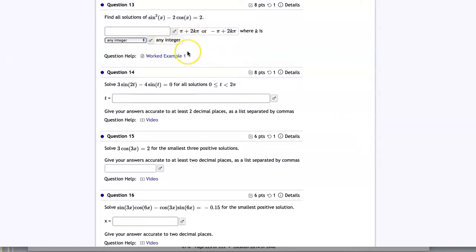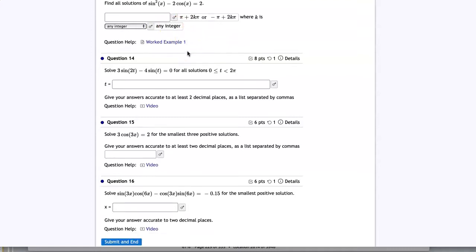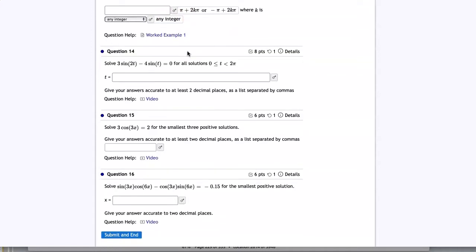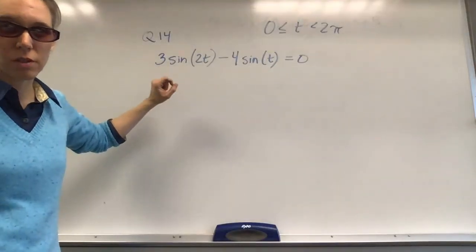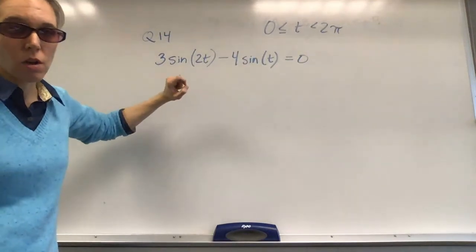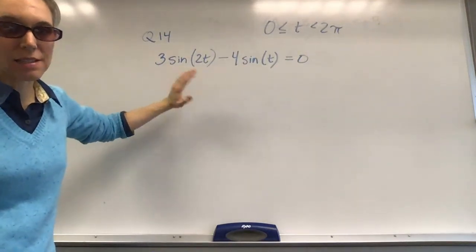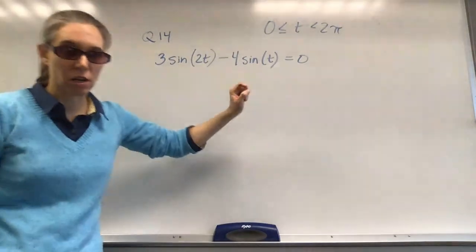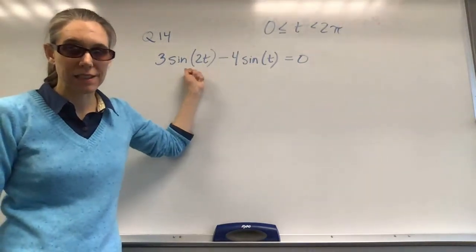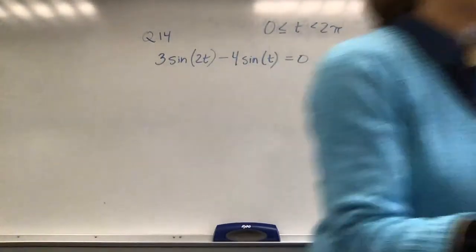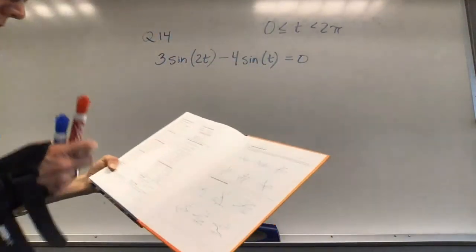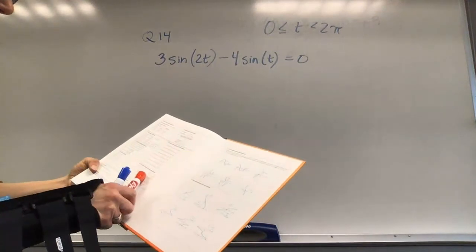Okay, so now let's go to question number 14, which also requires for us to show our work. And I will put that one up on the board. So for question 14, while we do have the same trig function sine for both terms, what we don't have is a sine t for both of them, and that's not good. So what I want to do is I need to replace sine of 2t using one of the formulas in the back of the book. So I'm going to use the double angle formula for sine.